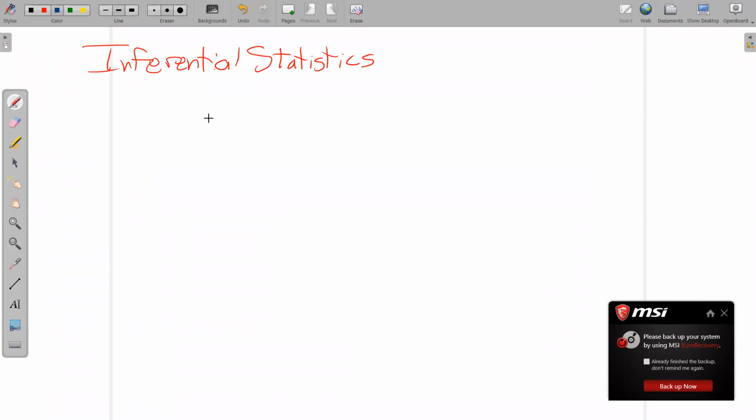So here's the overview of inferential statistics. There's essentially 2 parts to statistics. Descriptive statistics, where you get data and you make calculations like mean, median, mode, standard deviation, and you make pretty charts and graphs. That part of statistics is important, and we covered most of it in 3 weeks.